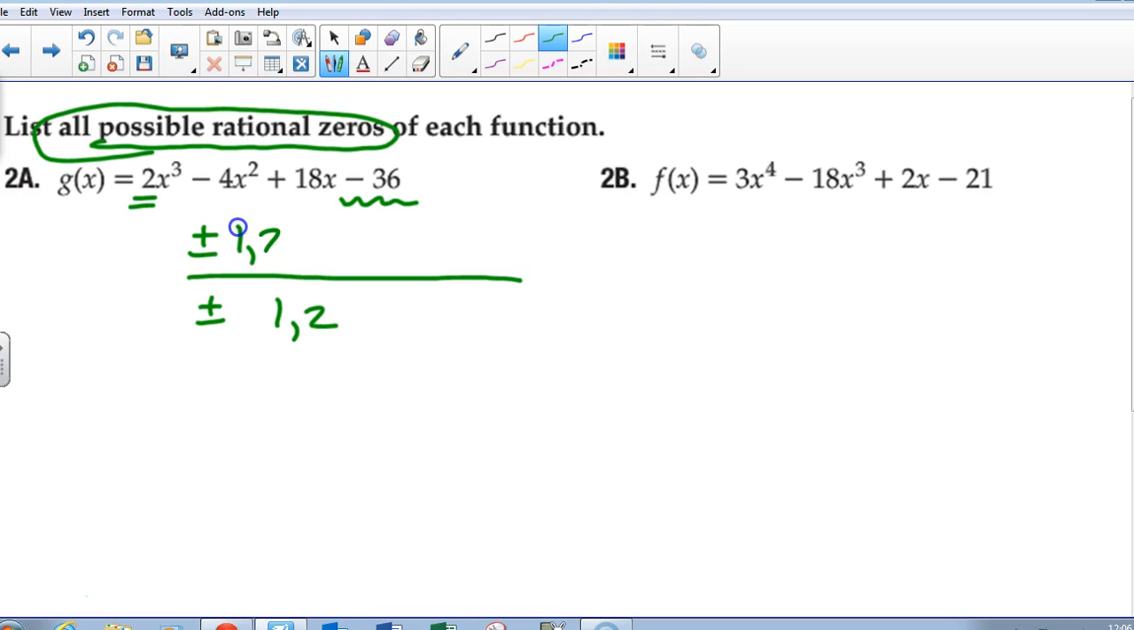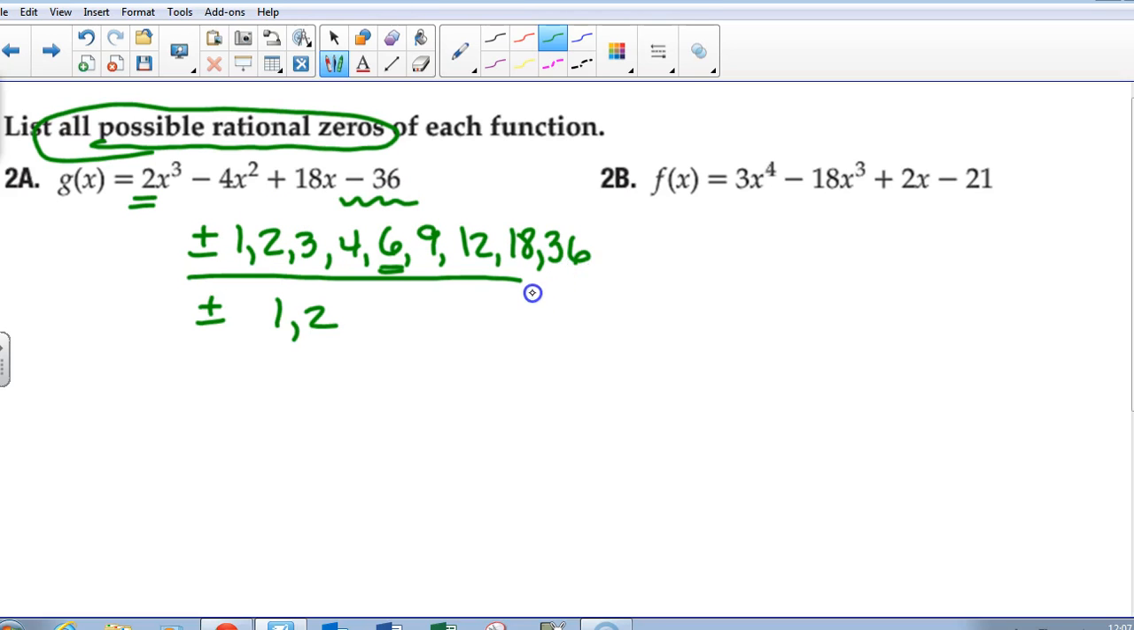1, 2, 3, 4, 6, 8, 9, 12, 14, 16, 18. Okay, guys, when you got to 6, then they should have come in pairs, right? 4 times 9, 3 times 12, 2 times 18, and 1 times 36.